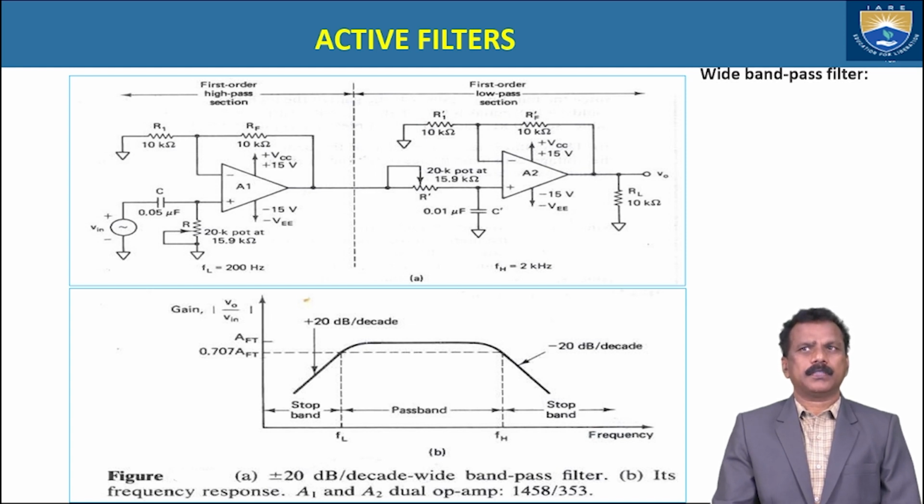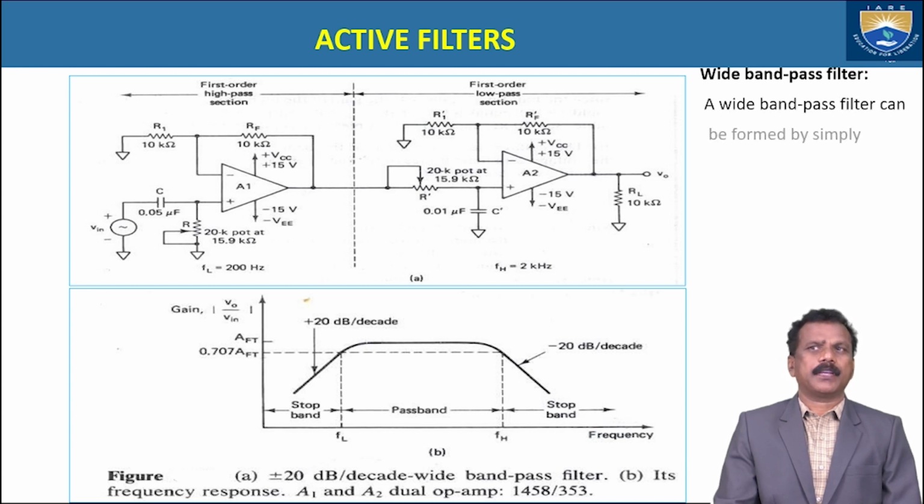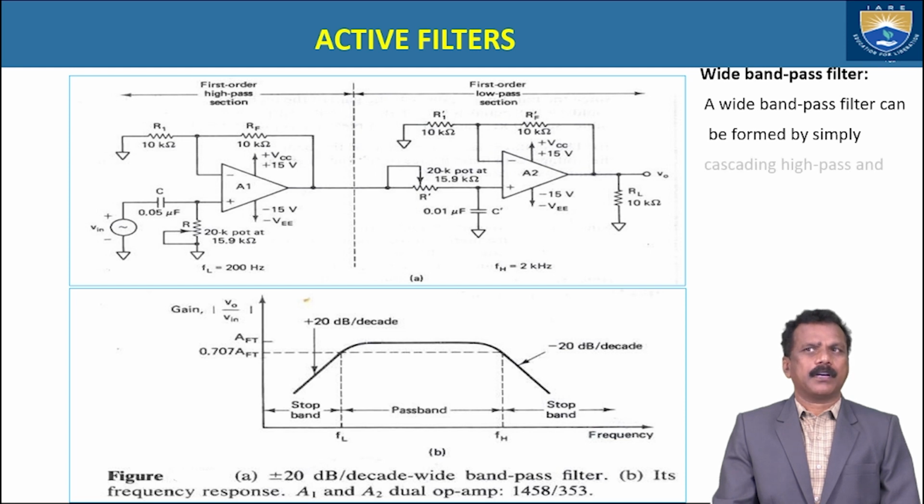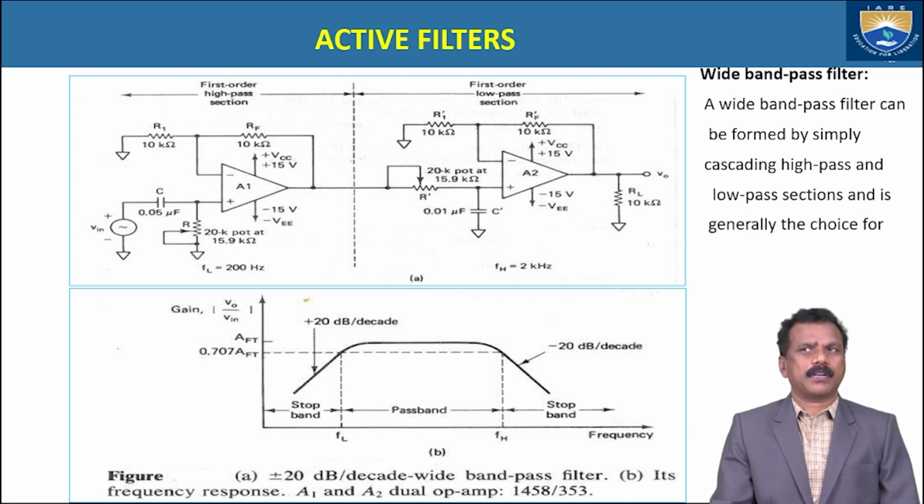Okay, with this, a wide band pass filter can be formed by simply cascading high pass and low pass sections as per the circuit diagram, using the first order high pass section as well as the first order low pass section. This is generally the choice for simplicity of the design and performance.